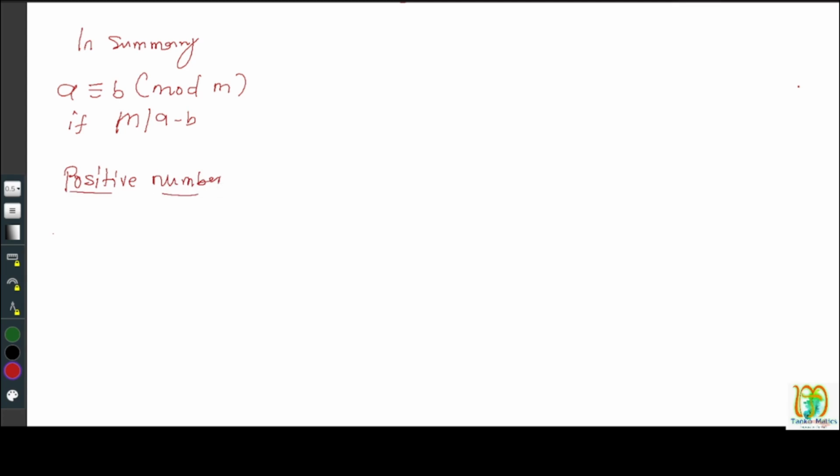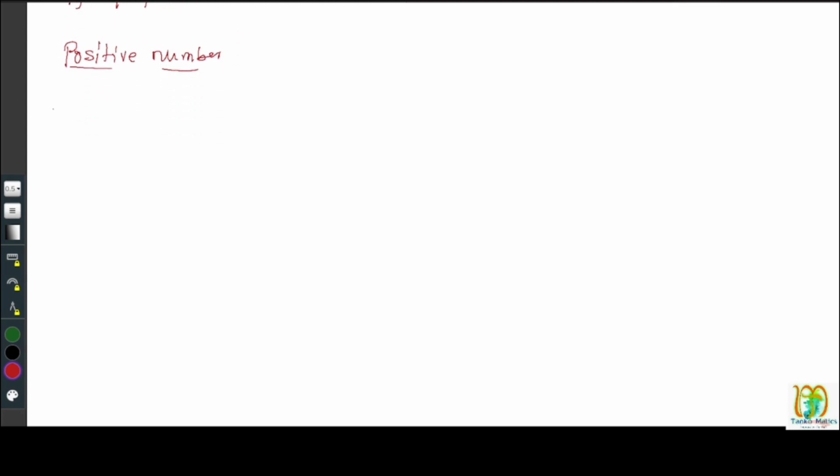Now, arithmetic operations of positive numbers can be done in three steps. First, identify the numbers, so let's call it step 1: identify the numbers. Next, perform division, very necessary. And finally, find the remainder.